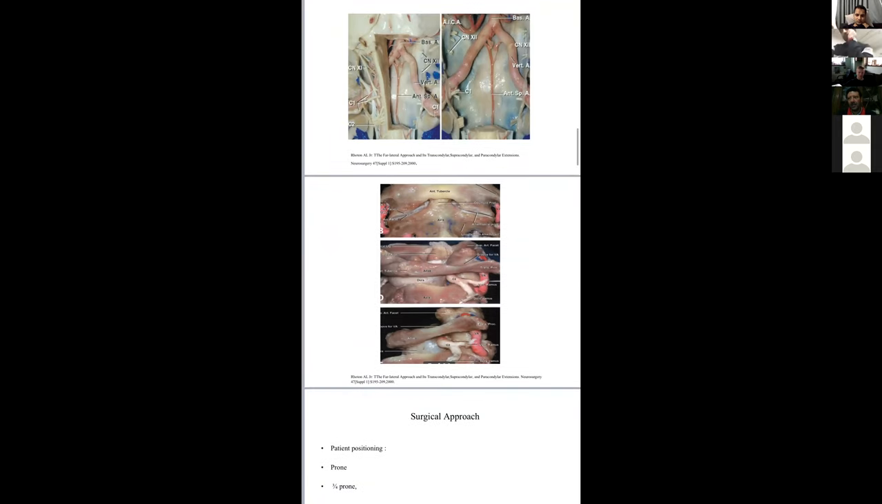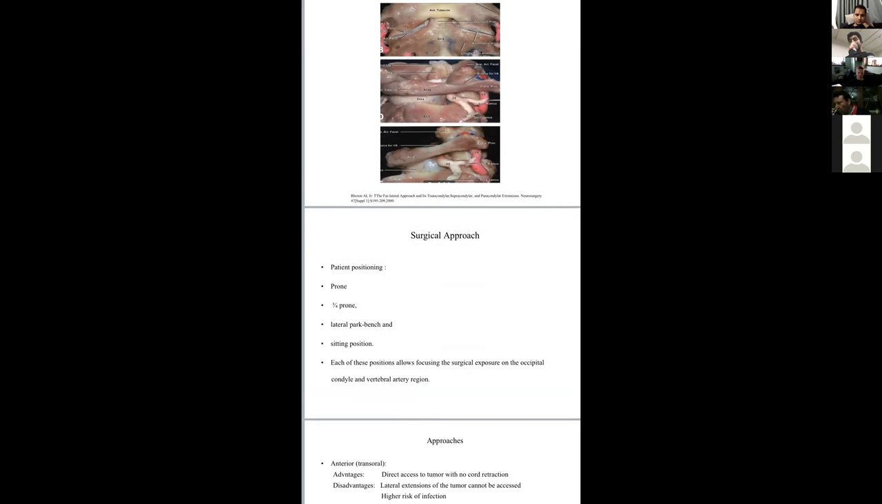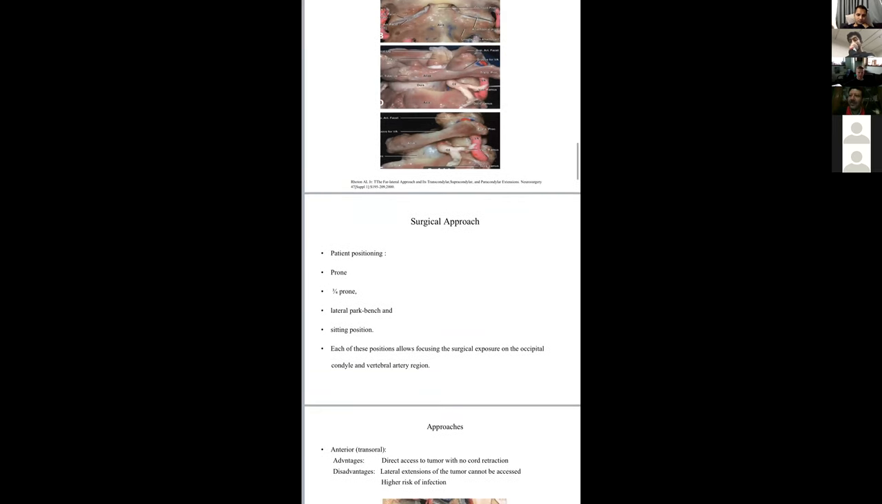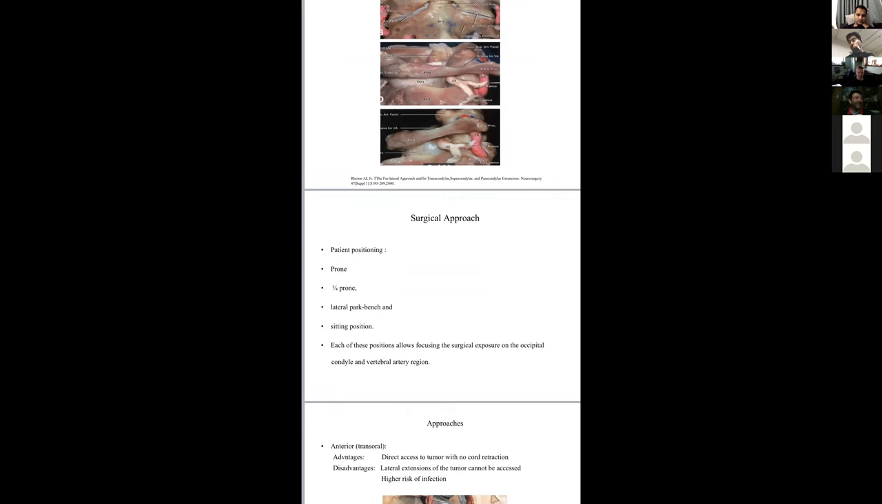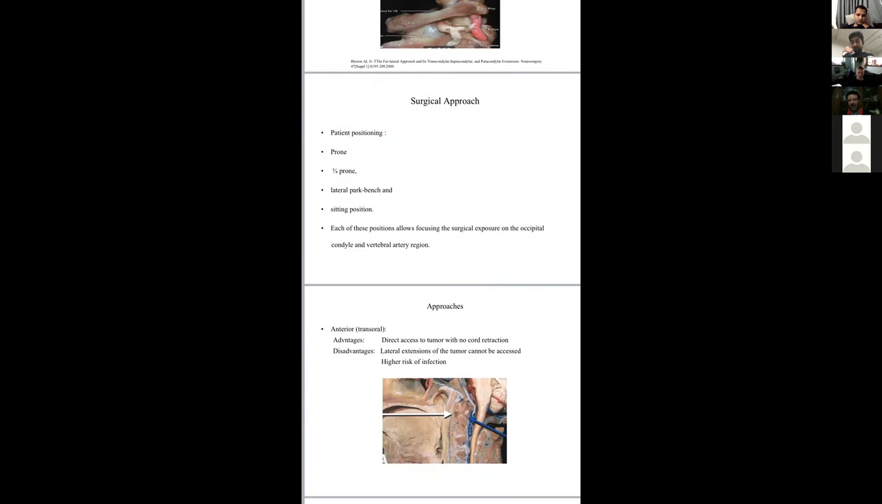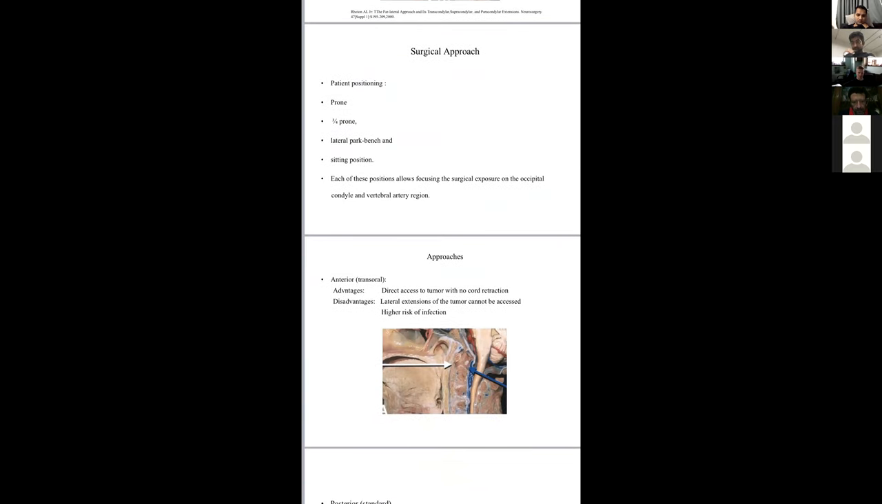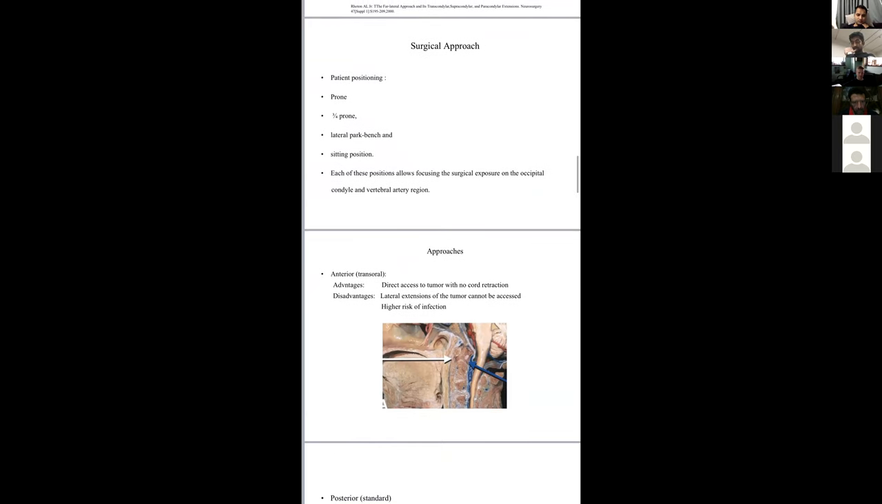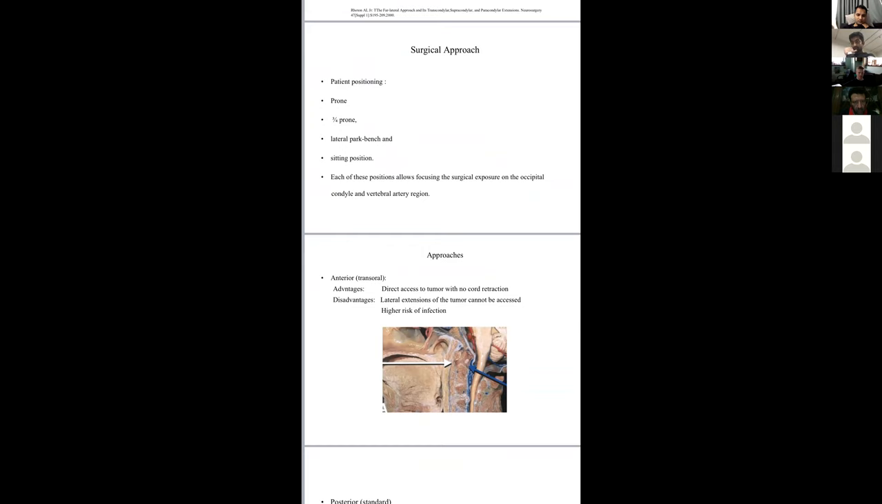So basically, surgical approach begins with patient positioning. It may be prone, three-quarter prone, lateral park bench, or sitting position. Each of the positions allows focusing the surgical process on the occipital condyle and the vertebral artery region. The most important thing in the C1, C2 approach is the occipital condyle and the vertebral artery anatomy. Coming to the approaches, there is the anterior approach and basically the posterior approach. Anterior approach, that is transoral: the advantage is direct access to the tumor with no cord retraction. The disadvantages are that lateral extension of the tumor cannot be assessed and there is a higher risk of infection.